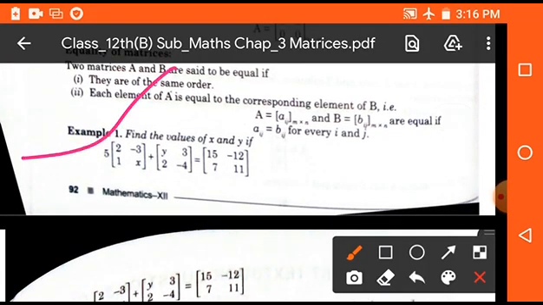See students, example number 1: find the values of x and y if [5 2; -3 1] plus [x+y 3; 2 4] is equal to [15 7; -12 11]. So here on the left hand side there are two matrices in addition form, and on the right hand side another matrix. First of all we will add the left hand side, and after that if two matrices are equal then their corresponding parts will be equal.